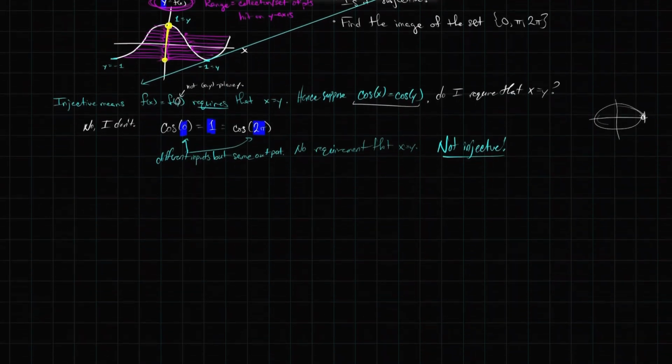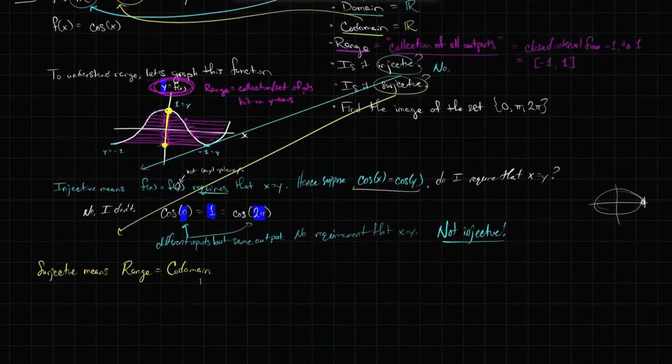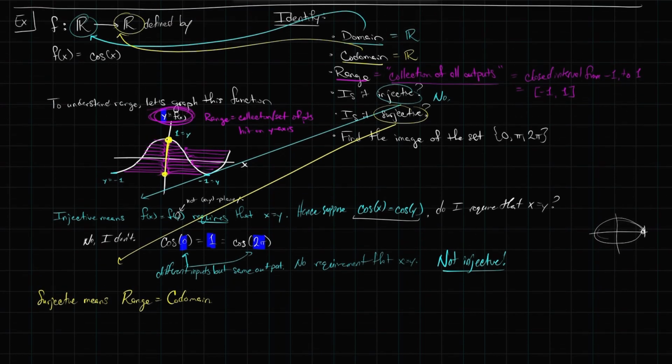Next question is about surjectivity. So is my function surjective? Let's recall what surjective means. Surjective means, and it's really actually easy if you've already identified your range: range equals codomain. That's it. And so all we do is we look at our range, we look at our codomain. My range is right here, -1 to 1. My codomain is r. Is r and -1 to 1 the same?